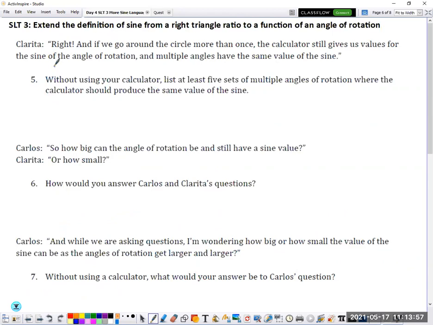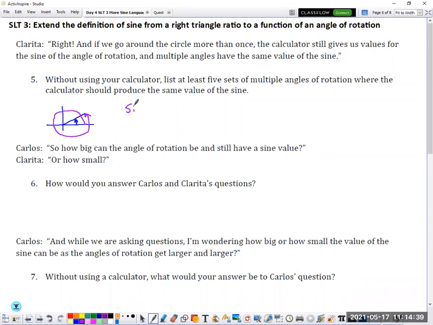There it is. Carlita says, if we go around the circle more than once, the calculator still gives us values for the sine of the angle of rotation, and multiple angles have the same value of sine. So I need everyone to imagine: if I go here on the Ferris wheel, or I go all the way around, but I land at that same terminal ray, the sine value will come up the same.